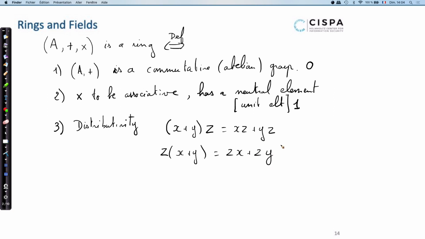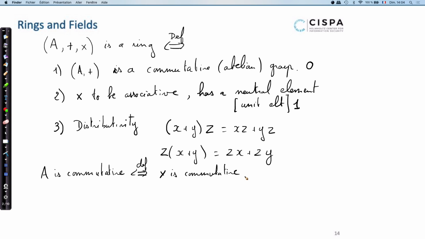Good. And now, given a ring, we will say that it is commutative. So A is commutative. So clearly it cannot be a statement about addition because addition is always commutative. So it's going to be commutative if and only if, by definition, multiplication is commutative. And this is something we will encounter very frequently. Okay.